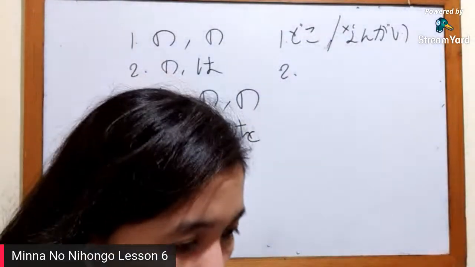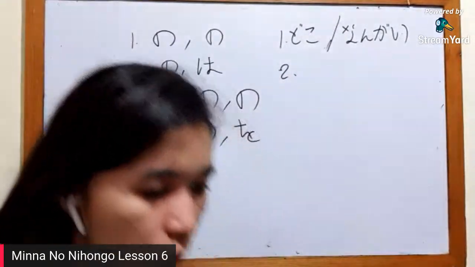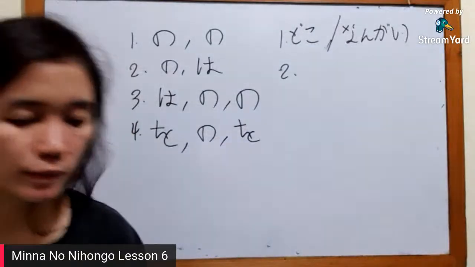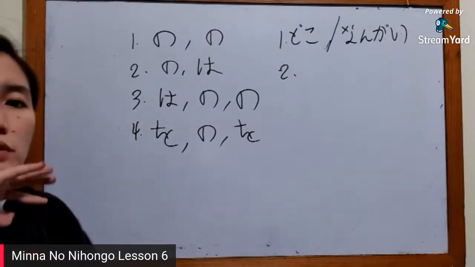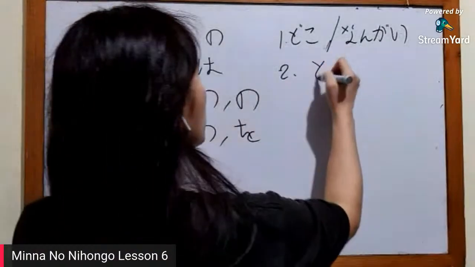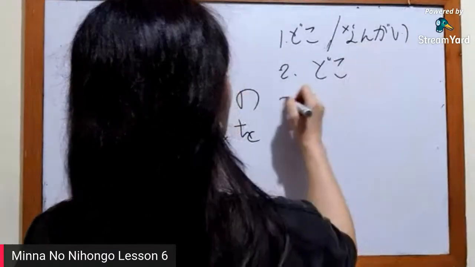So we have number 2. Sore wa blank no kohi desu ka? Rajiru no kohi desu. Okay, so the missing word is: sore wa doko no kohi desu ka? Doko, we have doko. Doko only.